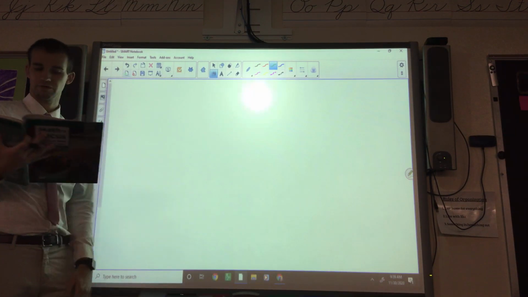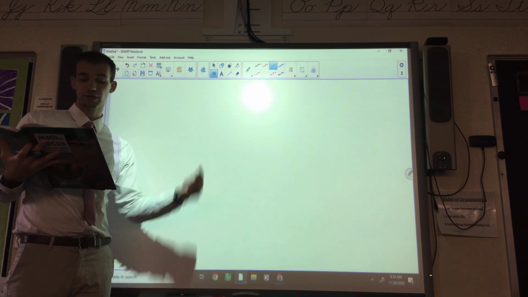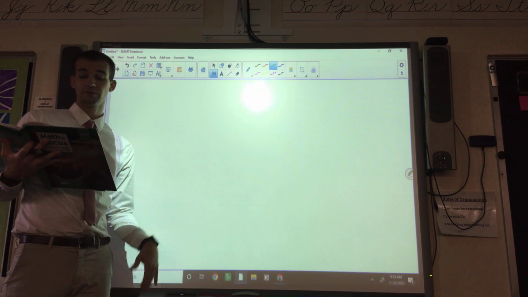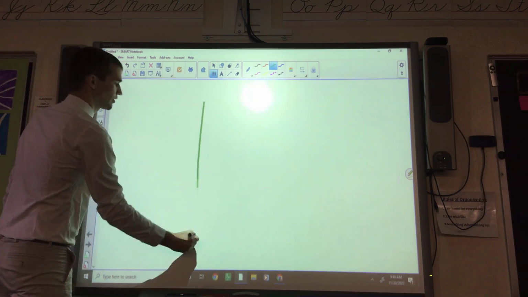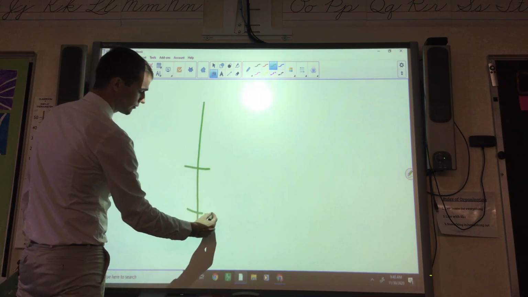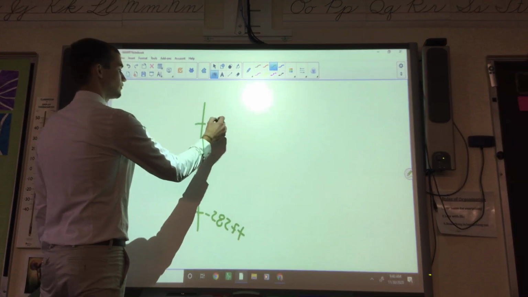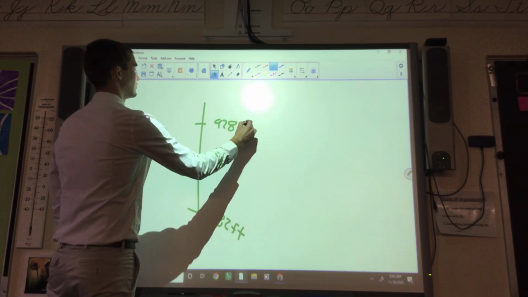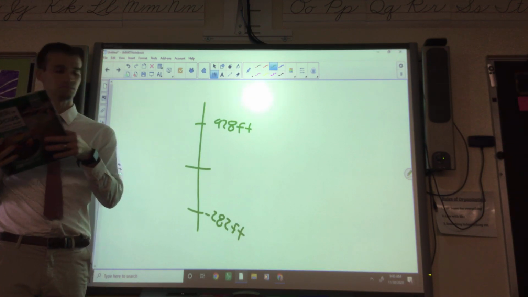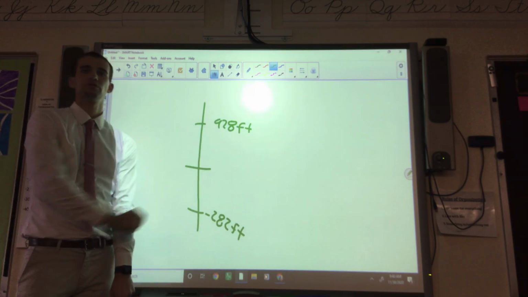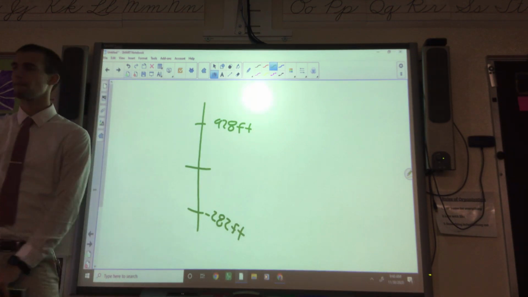B, it says, determine the difference in elevation between Death Valley, California, 282 feet below sea level, and the summit of California's Mount Davidson, 928 feet above sea level. And they draw this nice picture there for you, and they're like, hey, this is 282 feet below, and this is 928 feet above. Did I get those numbers right? Yep. So what do we need to do with the two of them? Yeah? Subtract 282 from 928.